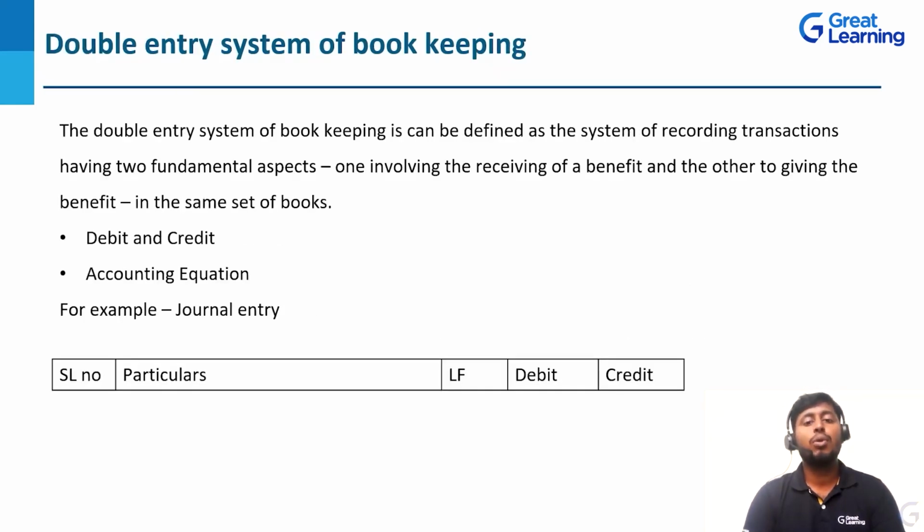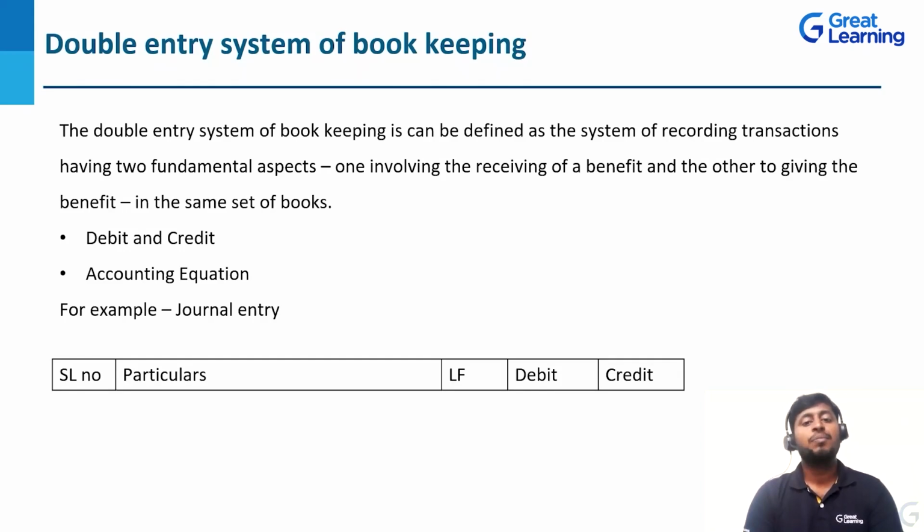The double entry system of bookkeeping can be defined as the system of recording transactions having two fundamental aspects. One involves receiving the benefit and the other giving the benefit, in the same books. That is, on the debit side we record the expenses, and on the credit side we record the losses in the ledger account. So we have two side effects in the double entry system of bookkeeping, one is debit and another is credit. In that we do all the bookkeeping.